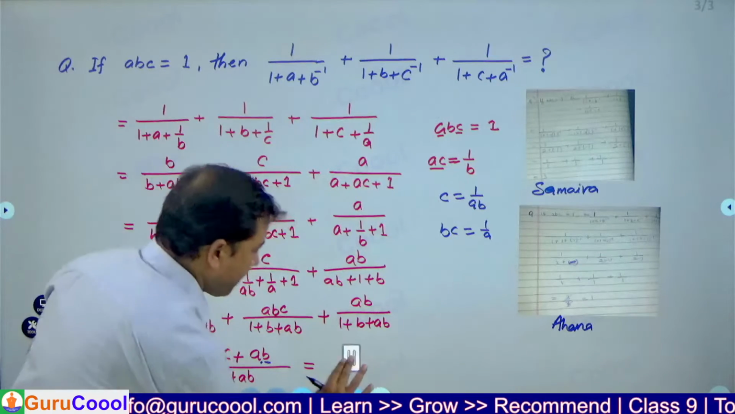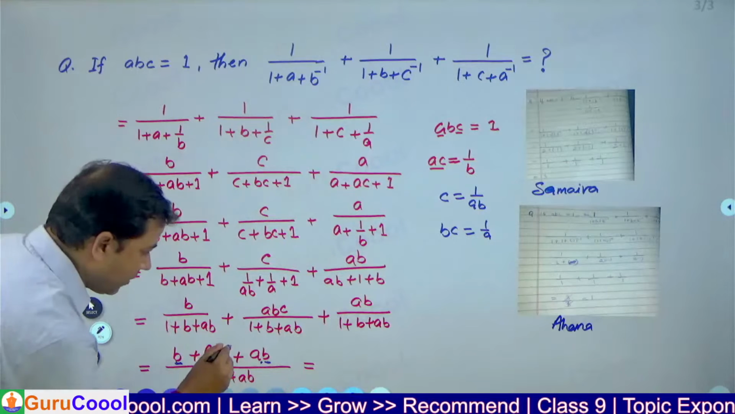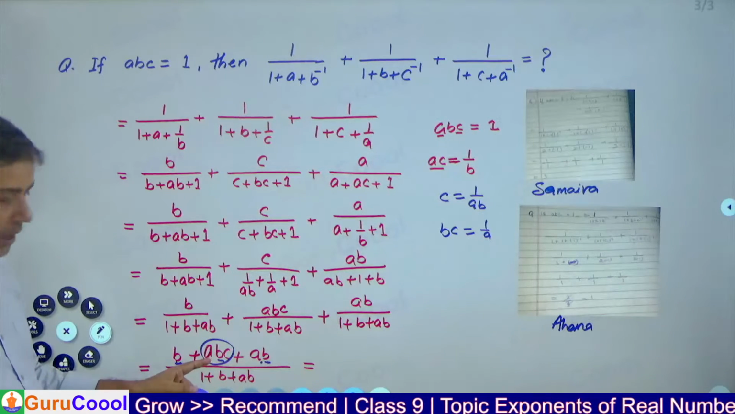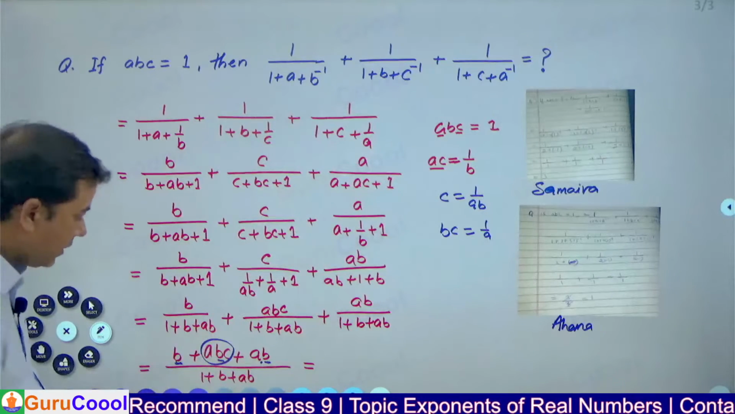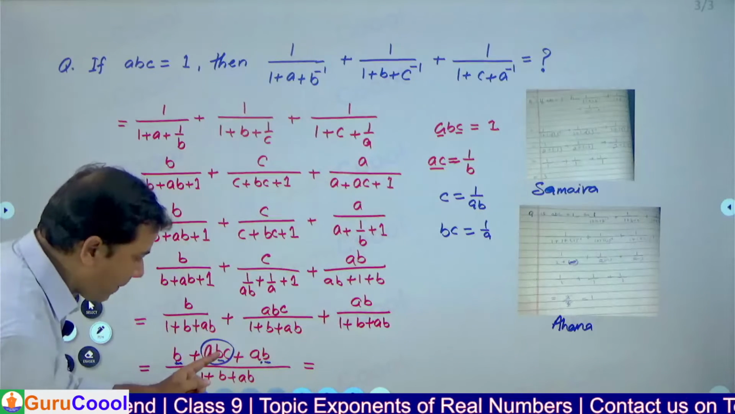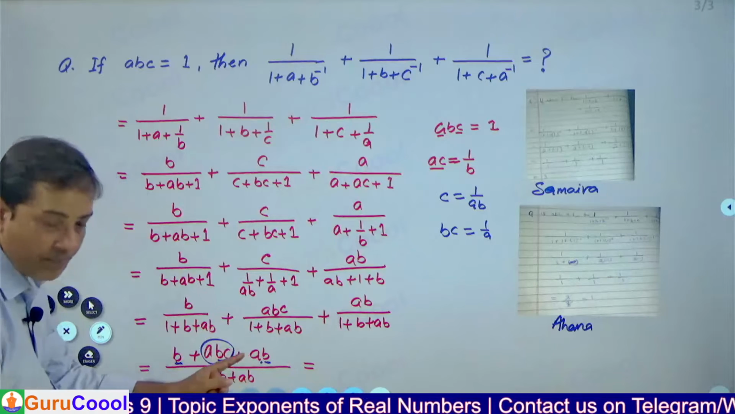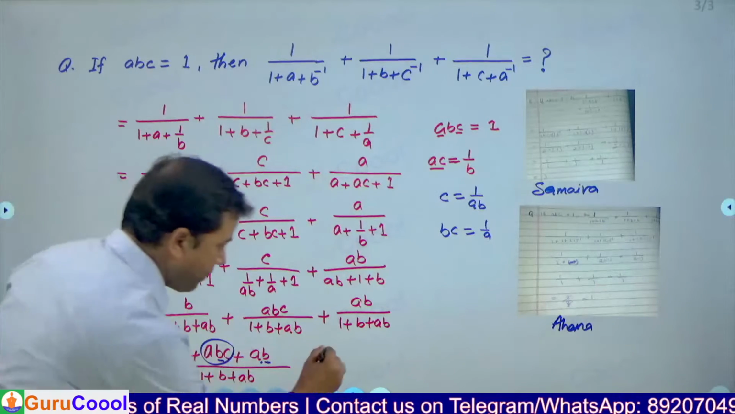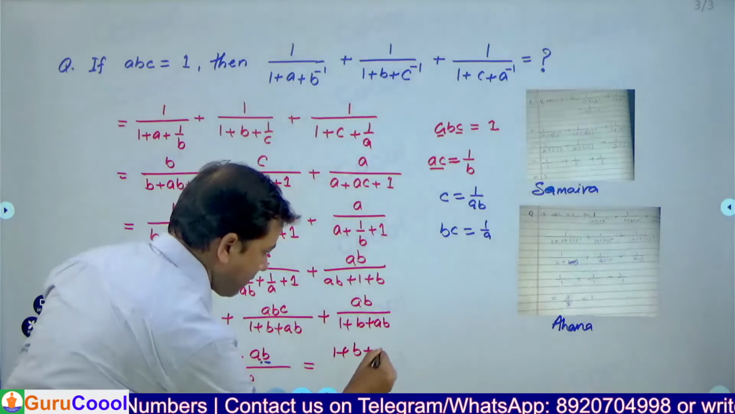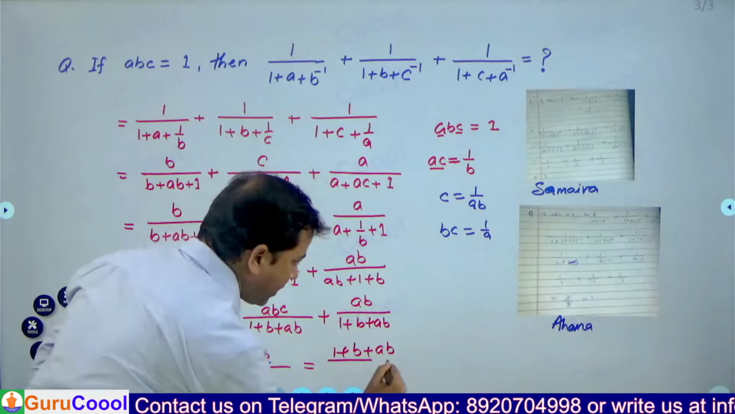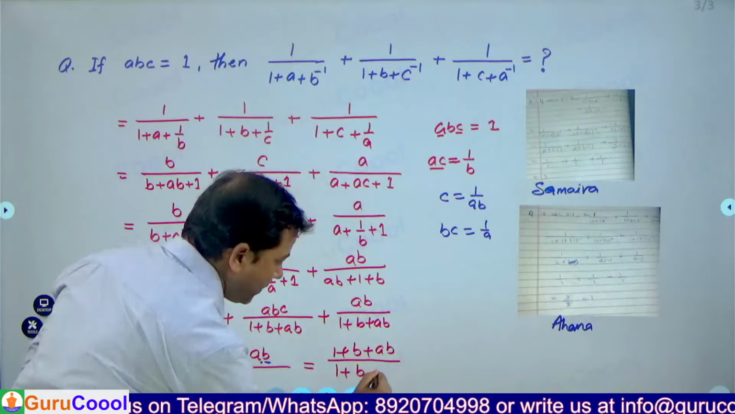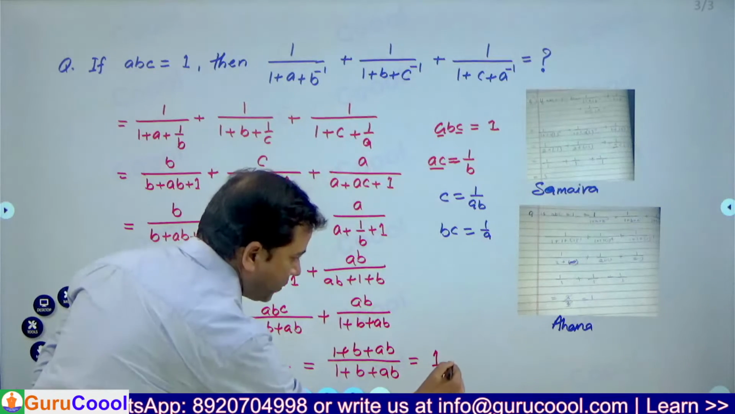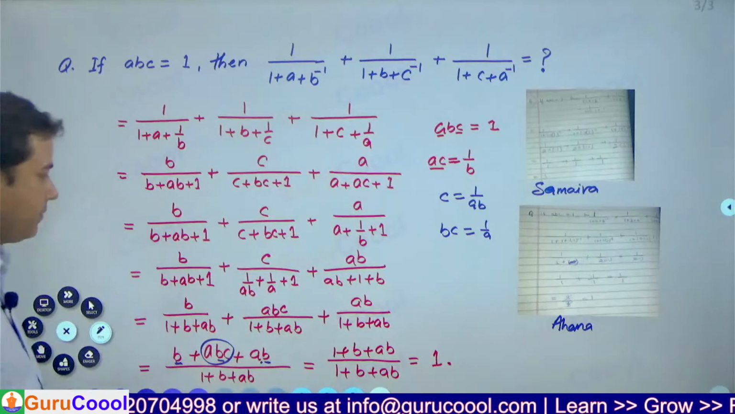Let's do one thing. Why not put ABC equal to 1? Right, ABC is equal to 1. So in the numerator I have 1 plus B plus AB, and the denominator is already 1 plus B plus AB. What's final? 1. That's the answer.